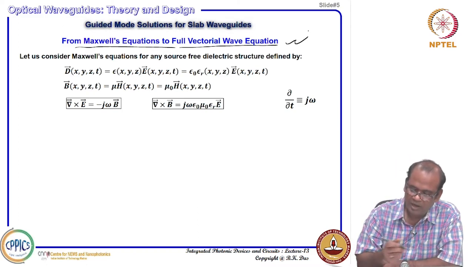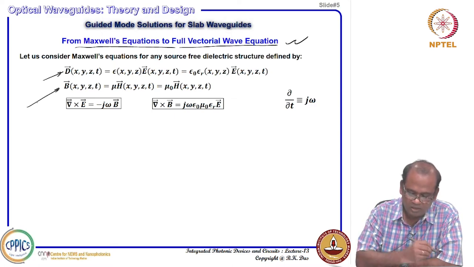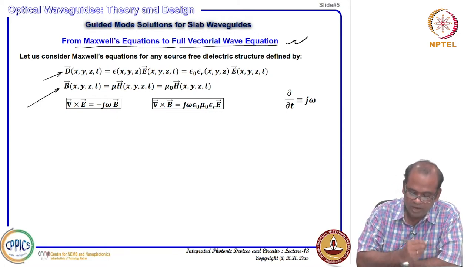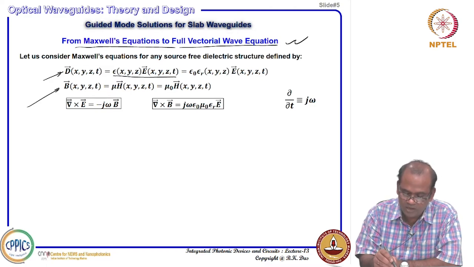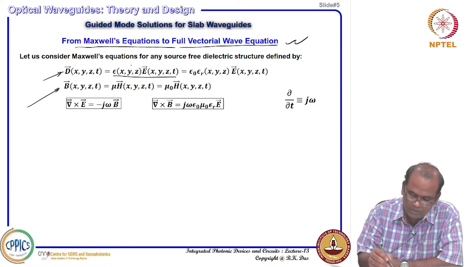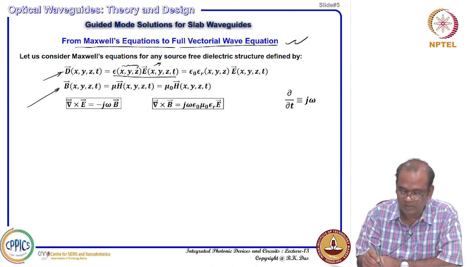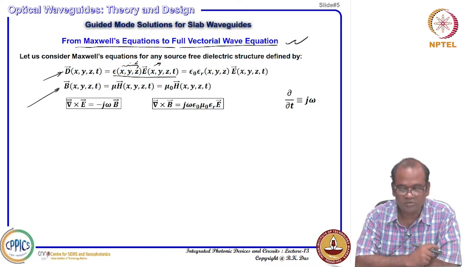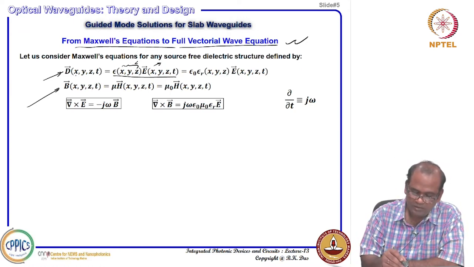I have discussed this earlier, but I repeat: when you consider Maxwell's equations, you have to consider the displacement vector D and the magnetic field induction B, and they are related to the material medium. Epsilon is the permittivity, and that permittivity can be space dependent. It is associated with the electric field, which is also space dependent, x, y, z, and time dependent. We consider at this point that epsilon is only space dependent, not time dependent, so D equals epsilon E.